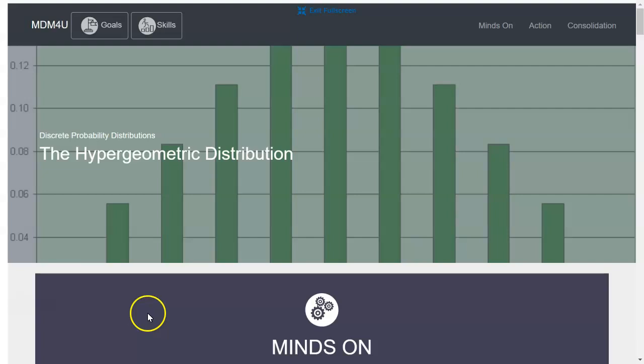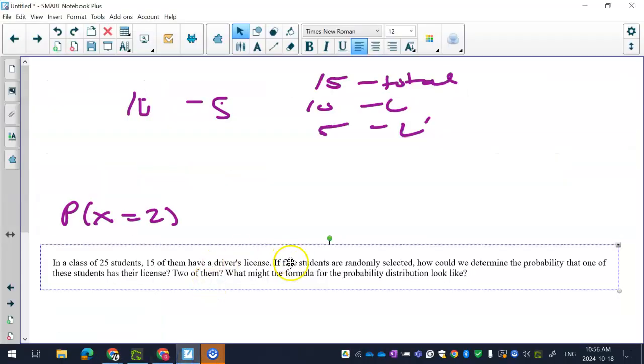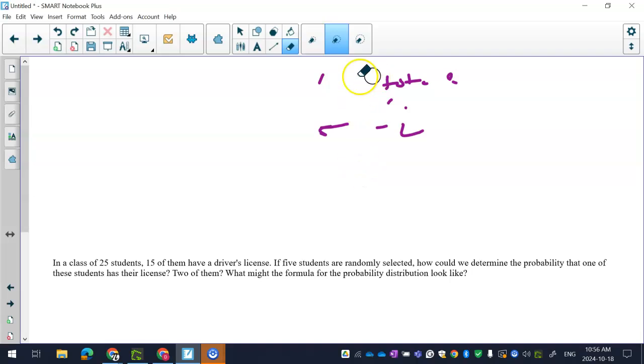So the example that I'm going to follow through with is this one here. I just took this from the note. And what we have here is 25 students. 15 of them have a license. So then 10 don't, right? And if that's the case, the question is, what's the probability that a certain number of them have a license? So we're going to choose 5 at random.